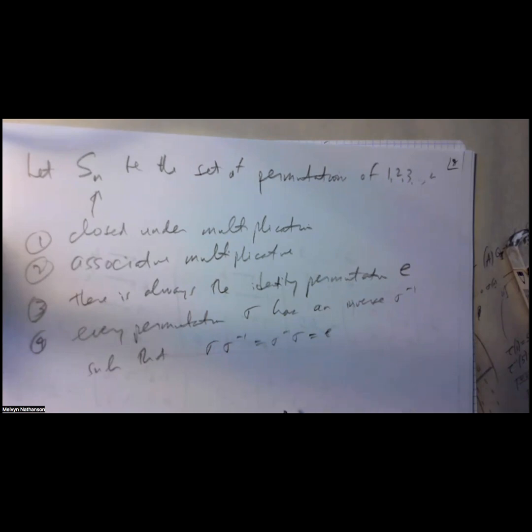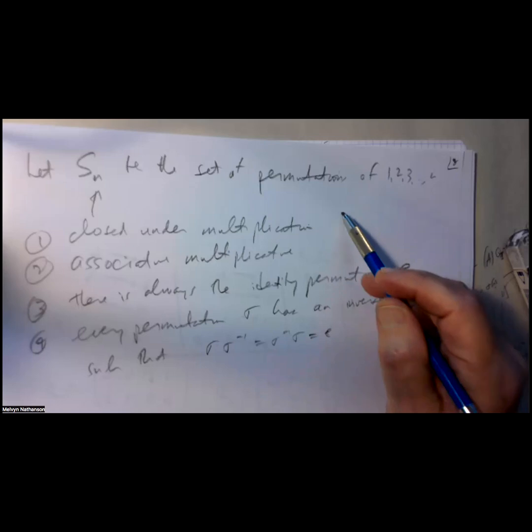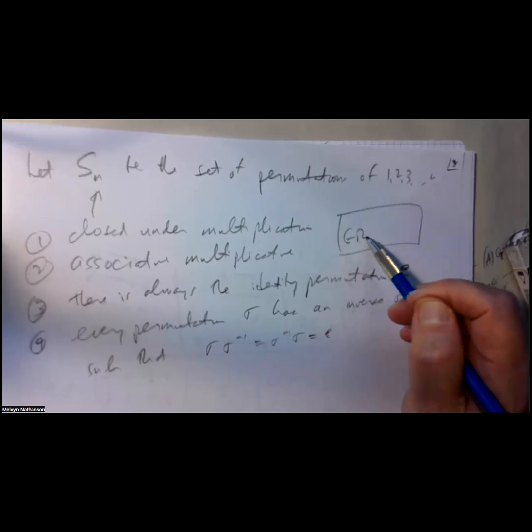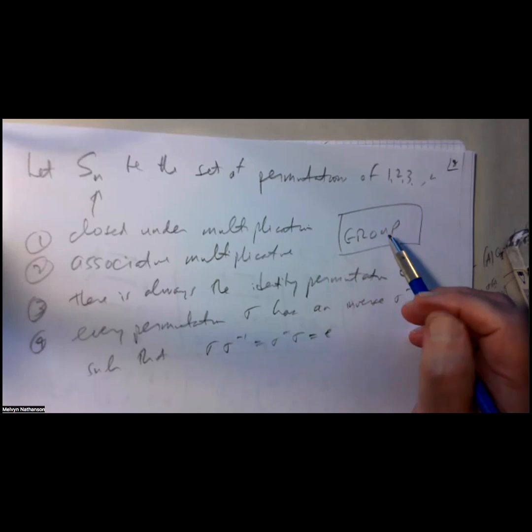So this set of permutations satisfies these algebraic properties. It's closed under multiplication. The multiplication of two permutations is associative. There's always an identity permutation, and every permutation has an inverse. And we'll see these are the properties of what in algebra is called a group. So a very important example of a group in algebra is the group of all the permutations of the set of the first n integers for every n.